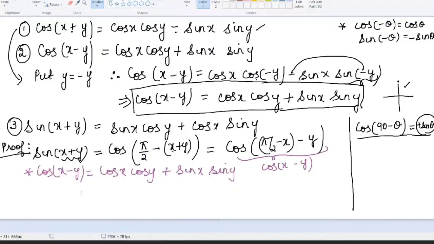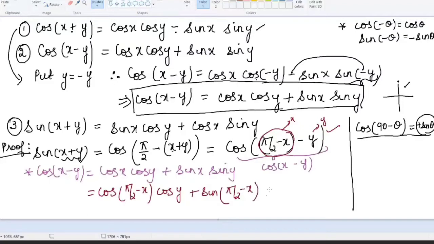So this is equal to, now I'm at this step. That is equal to cos, and this part, pi by 2 minus x, is my x. This y is y as it is. So be careful when we substitute for x. So cos x means what should I write? Cos 90 minus x, cos y as it is, plus sine x means what? Sine of pi by 2 minus x, into sine y, which is y only.